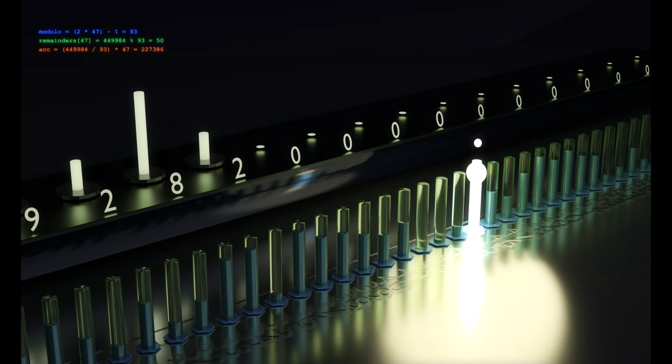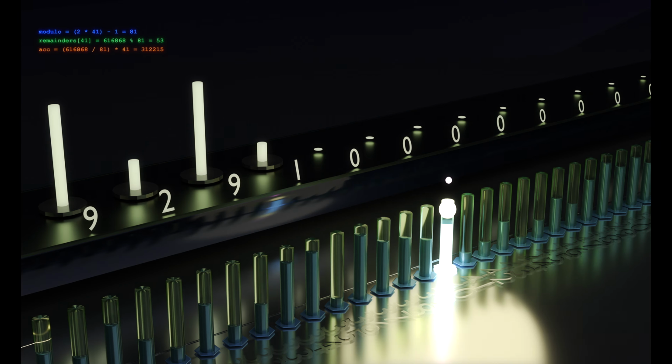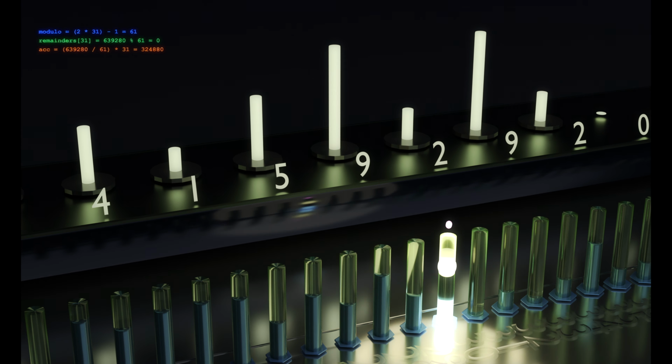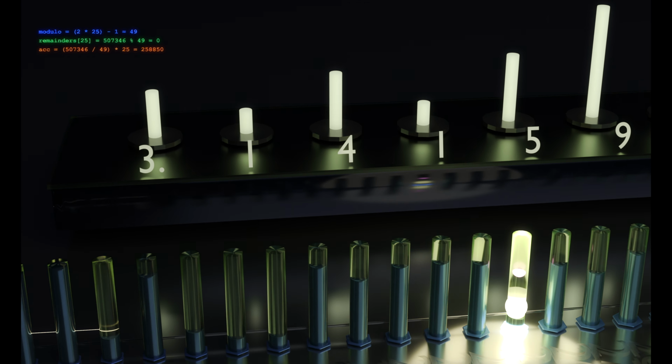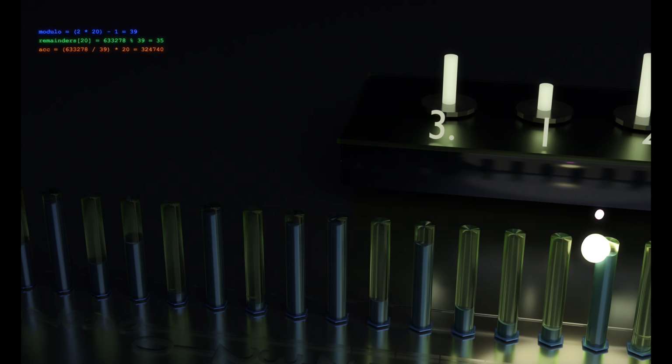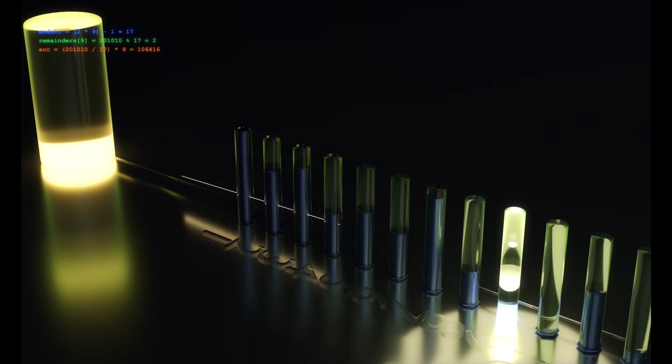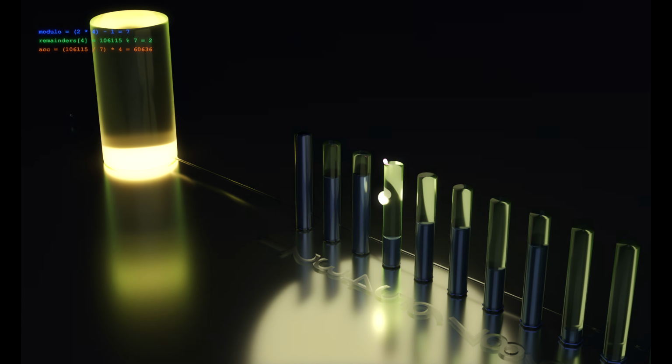And that little pink orb hovering over the sweep, that is our running accumulator, carrying the state of the whole computation as we move left. This is the key idea. We are not approximating a circle anymore. We are not measuring geometry. We're just moving exact integers through a machine.